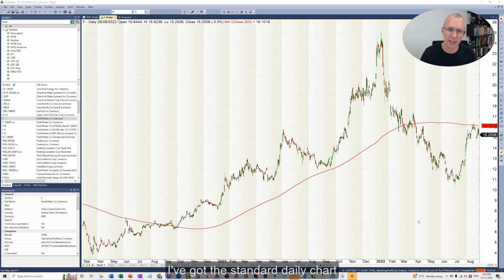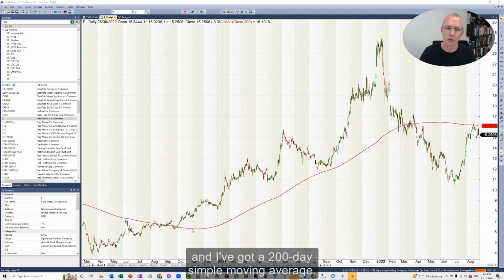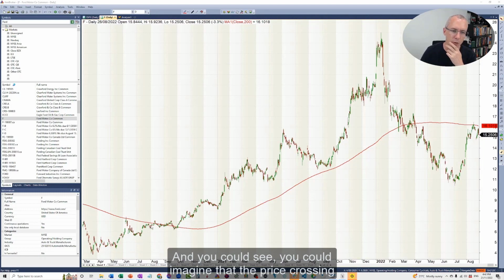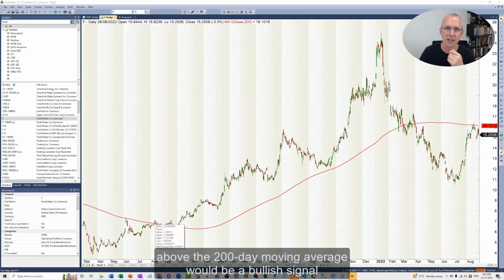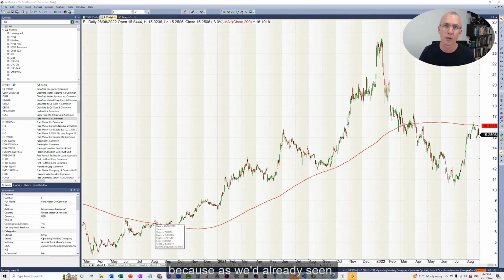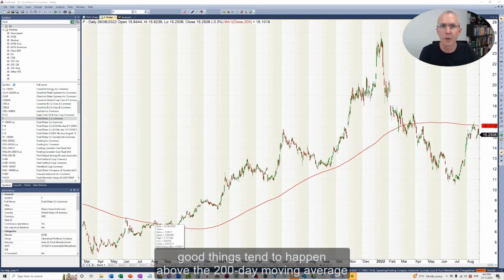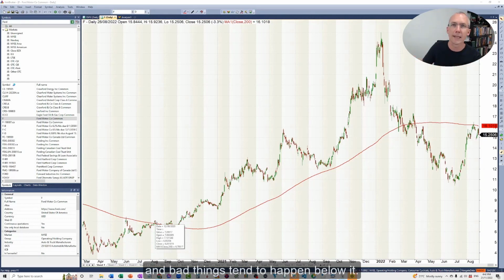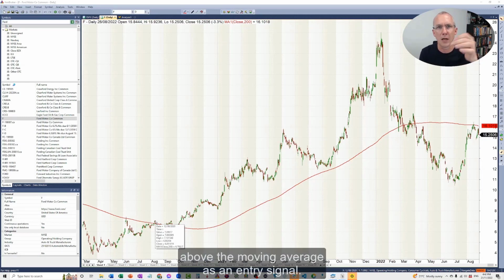I've got the standard daily chart and I've got a 200-day simple moving average. And you could imagine that the price crossing above the 200-day moving average would be a bullish signal, because as we'd already seen, good things tend to happen above the 200-day moving average and bad things tend to happen below it. So you could use the price crossing above the moving average as an entry signal.